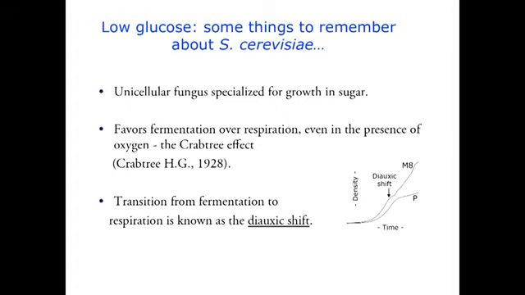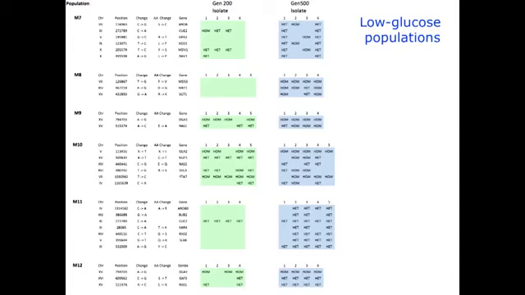This is a low glucose evolved strain. That's the progenitor. And what we find is there are mutations that affect this phase and other mutations that affect that phase. So we have to keep those in mind. So here are the low glucose populations, M7 through 12, same layout. A couple of things to note here.